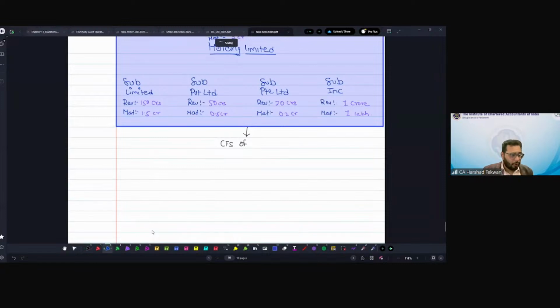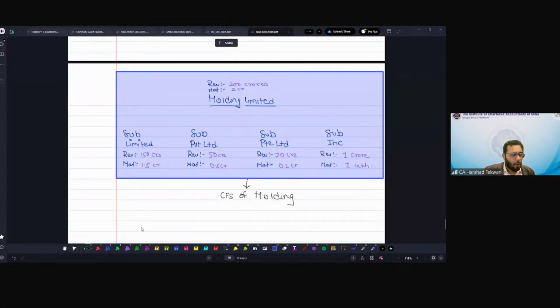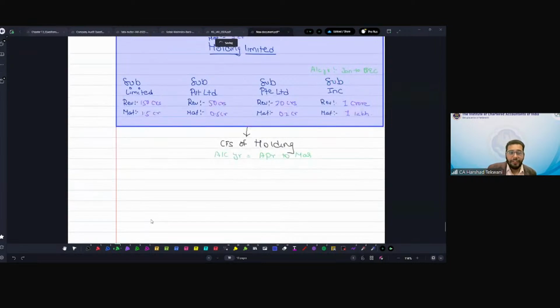Let's say this is the CFS of holding. Now let's say, for example, this sub INC was having an accounting year of January to December. Now, when the CFS of holding will be prepared, the financial year will be, let's say, April to March. But at the end of March, or in the month of April or May, when you receive the financial statements of this particular company, it will be only till December.